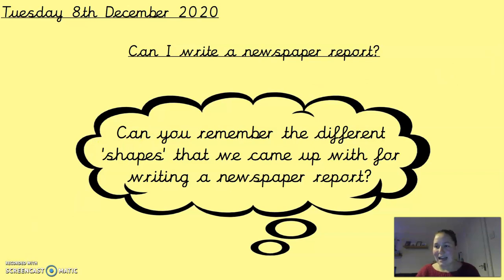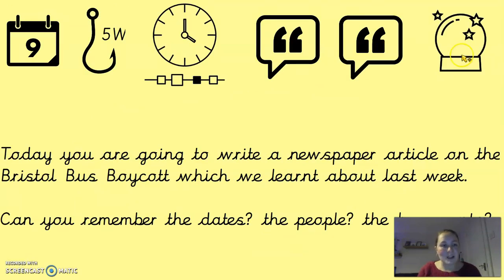Okay, let's have a look at the shapes that we came up with. So we're going to start with a headline, but after that we need the date. Then we need a hook, okay? A summary paragraph to start off with that hooks our reader in, that gives them a quick summary of everything that's happened so we can draw them in so they'll know what we're going to be talking about. And we'll need to include the 5 W's in that, okay? The what has happened, the who, the where, the when, and the why.